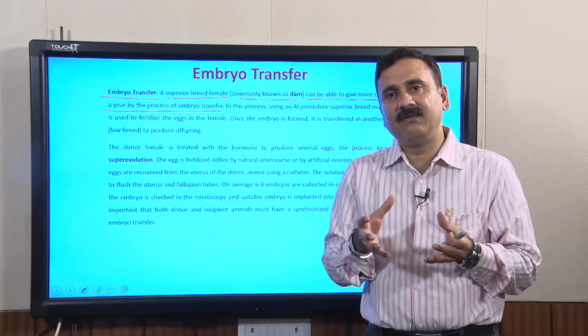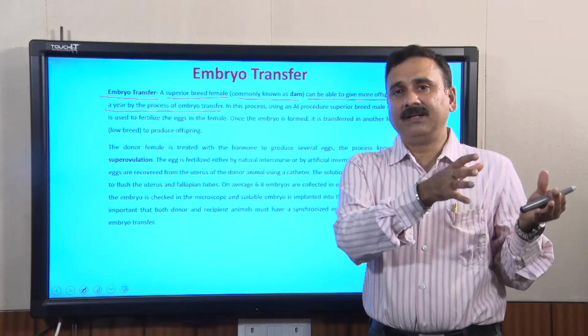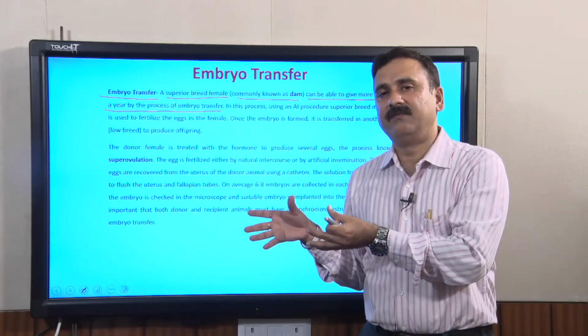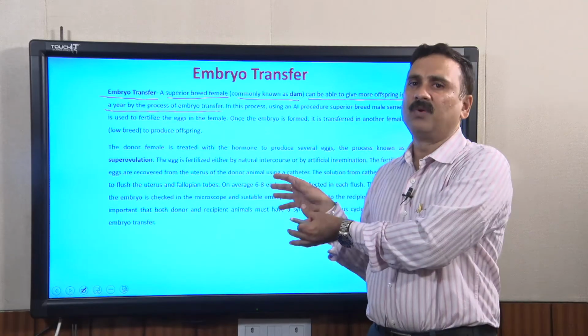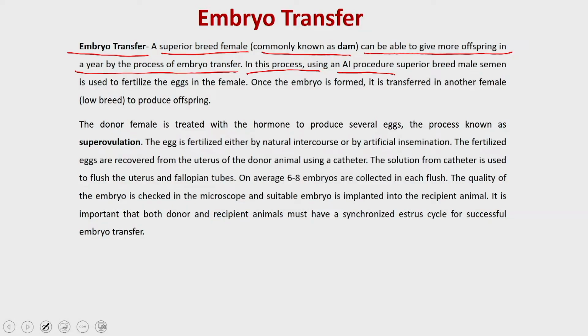So, you have generated the embryo in a good quality or hybrid female, and then ultimately you have transferred this embryo into a low profile female. In this process, using artificial insemination, superior breed male semen is used to fertilize the eggs in the female. Once the embryo is formed, it is transferred to another female which is going to be of a low breed, so that you do not have to spend a lot of money on keeping these females to produce the offspring.